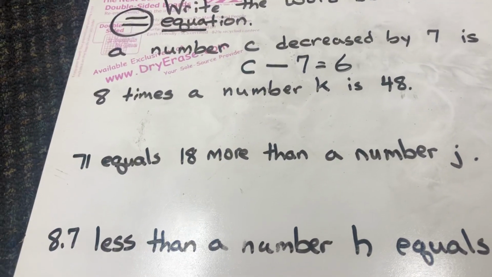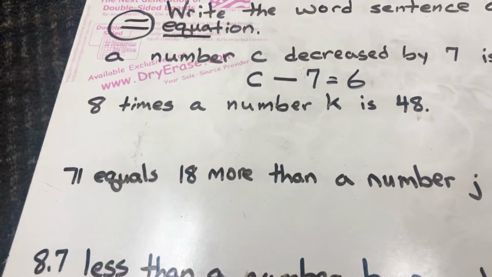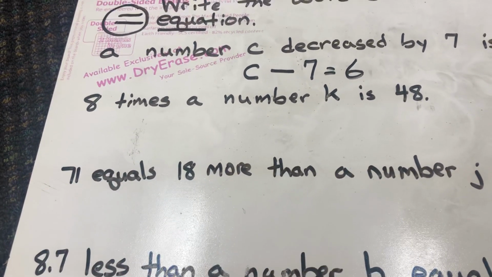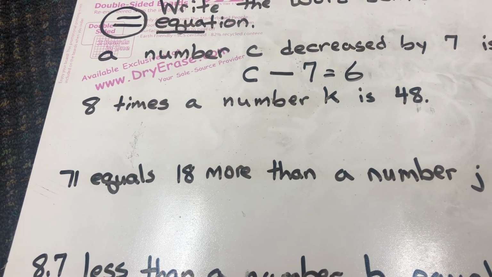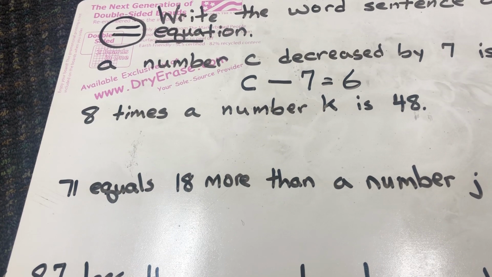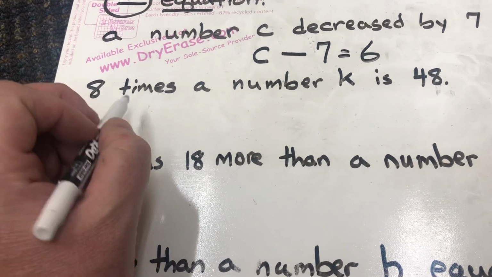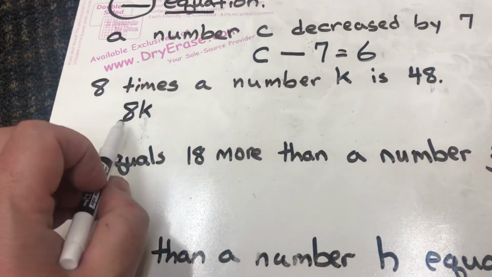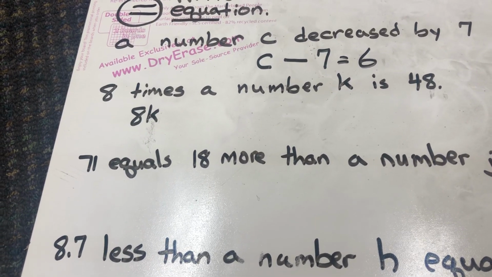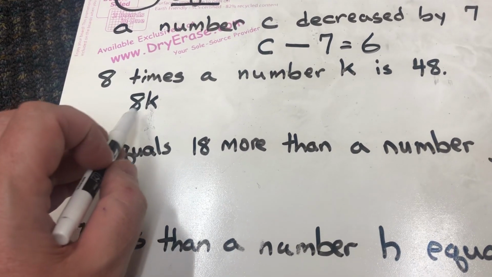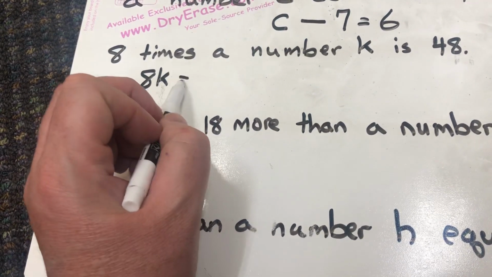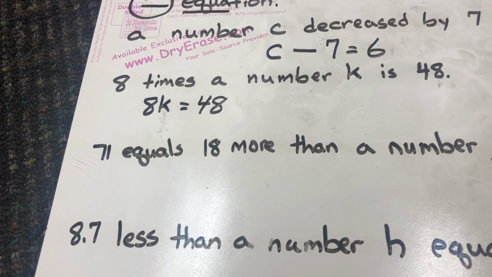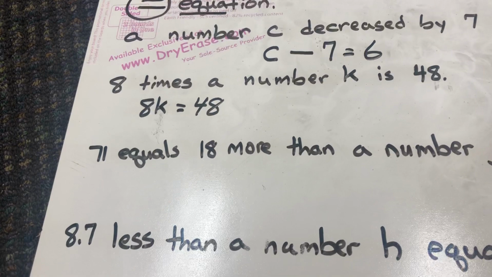Let's look at the next one. 8 times the number K is 48. Well, times means multiplication. Well, what are we multiplying? 8 and K. As we're doing equations and getting into variables, sixth grade, the way that I want you to show multiplication with variables is just to put a number right next to the variable. A number right next to the variable means multiplication. So it's saying 8 times a number K is 48.